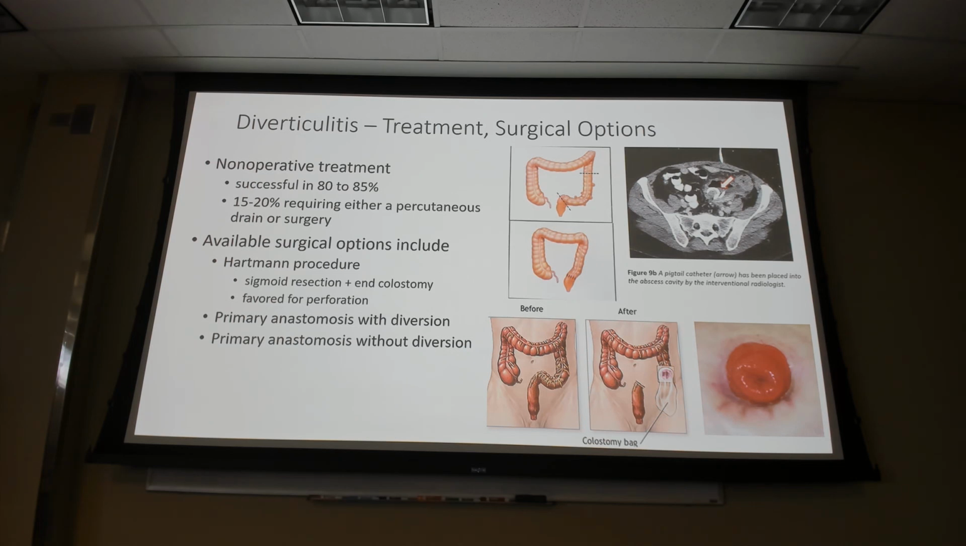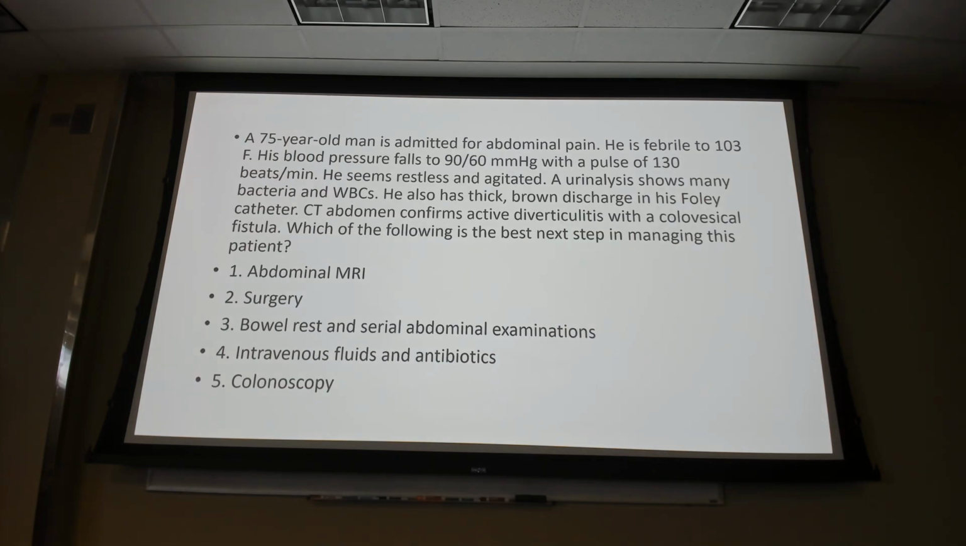And then there are the different procedures we can do. We do a Hartmann procedure, which you can see in the picture there. They might get an anastomosis with diversion or without. So there are a lot of different options we can do for these. And you guys, it's not important to know all the procedures we do. Just know what we do for these recurrent episodes, or if they fail non-op treatment, that they need to be referred to surgery. All right.